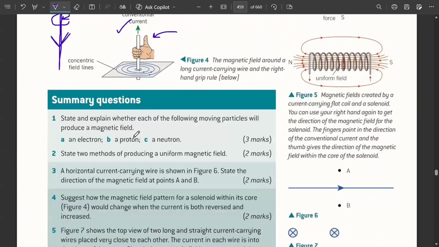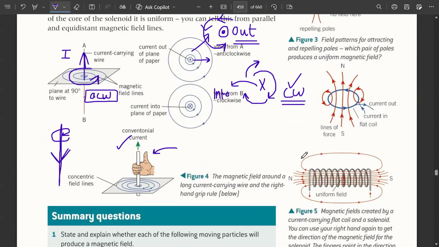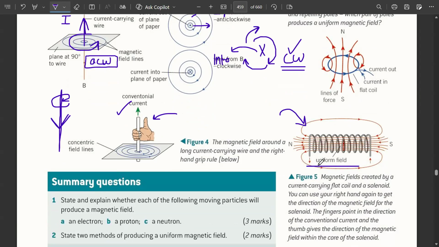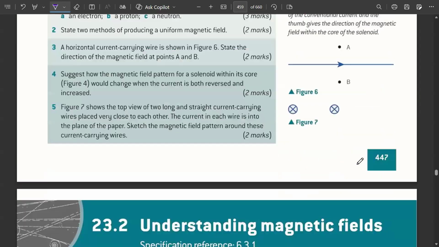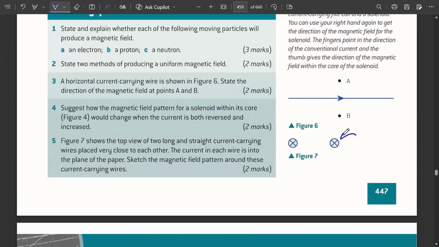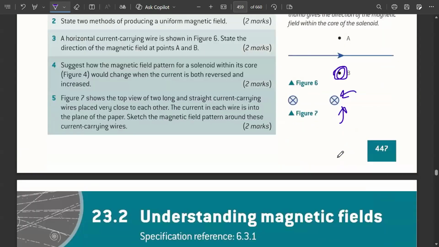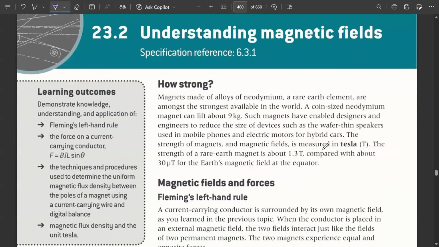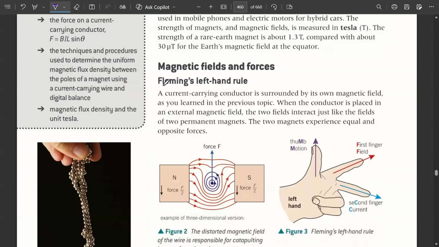Good. This is how we use the right hand grip rule. And even inside a solenoid, when a current is passed, we can also determine the direction of the magnetic field as well. That is how a uniform field is going to be created over here. And what does this cross mean? Cross means into page. Dot means out of page. Got it? For the dot, the thumb will be pointing outwards. Cross means the thumb will be pointing into the page, which means the current is going into the page. Clear?